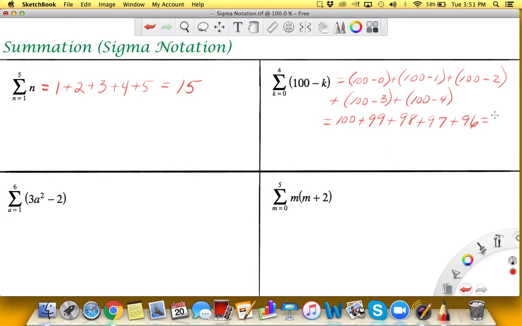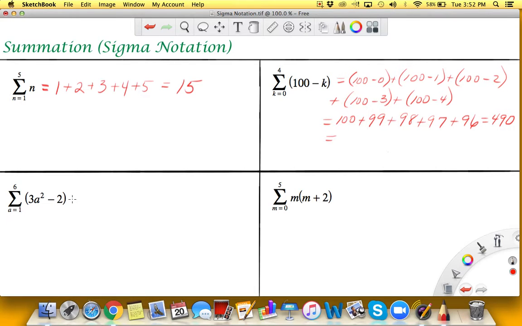Okay, so when we add up all those values, we'll actually get 490, if I'm not mistaken. I'm not using the calculator right now, so my values may be slightly off, but if we have these 5 different terms and we add those up, we'll get 490. So that's another example of summation. Notice we start with 0 and we go up to 4, and each time we replace the value of the variable with the different values that we're using here, from 0 to 4.